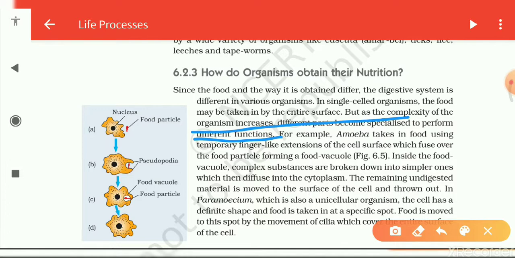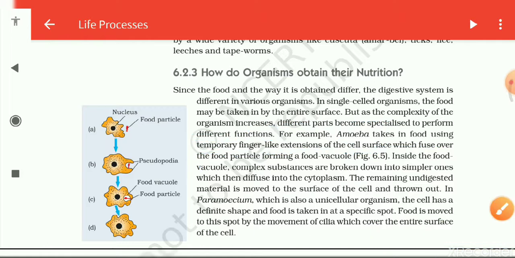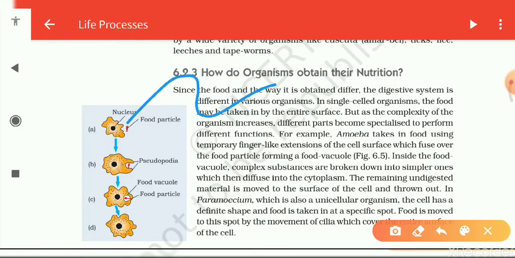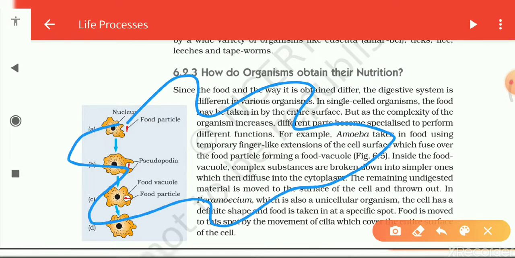Now nutrition in amoeba is explained here. Amoeba takes in food using finger-like extensions of the cell surface, which move forward and engulf the food particles, forming a food vacuole. Students, first of all I will explain the diagram of the amoeba, then you can understand better. Okay, this is the structure of the amoeba. Amoeba has an irregular shape. Okay, it has no proper shape.